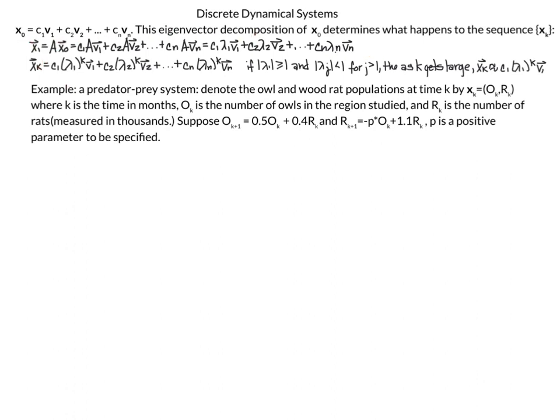So our example says we have a predator-prey system, and we denote the owl and wood rat population at time k by the vector x of k equal to O of k and R of k, where k is the time in months, O of k is the number of owls in the region studied, and R of k is the number of rats measured in thousands. So suppose O of k plus 1 is equal to 0.5 O of k plus 0.4 R of k, and R of k plus 1 is equal to minus p times O of k plus 1.1 R of k, where p is a positive parameter to be specified.